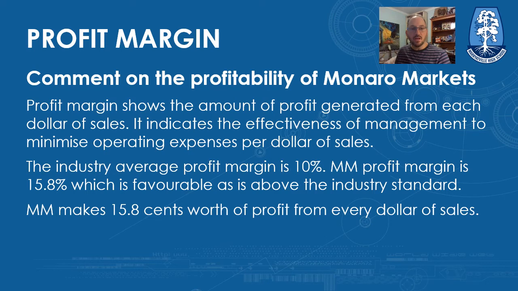Monaro markets' profit margin is 15.8%, which is favourable because it is above the industry standard. Monaro markets makes 15.8 cents worth of profit from every dollar of sales. This here is the interpretation of what the profit margin of 15.8% means: 15.8 cents worth of profit from every dollar of sales.